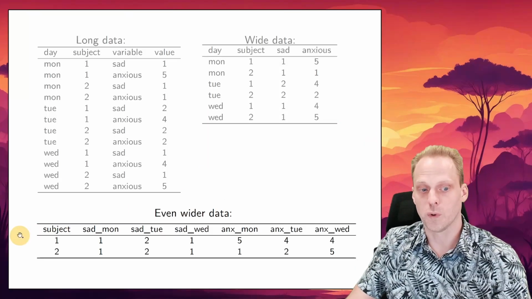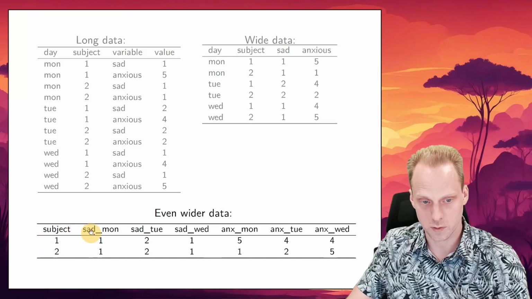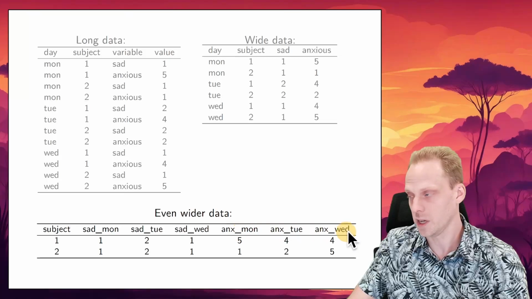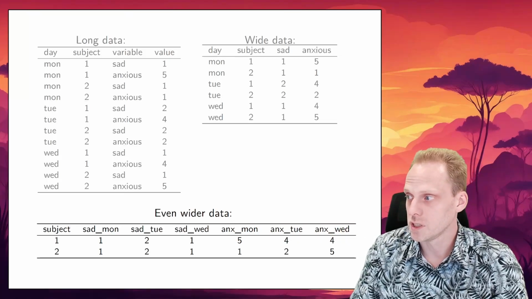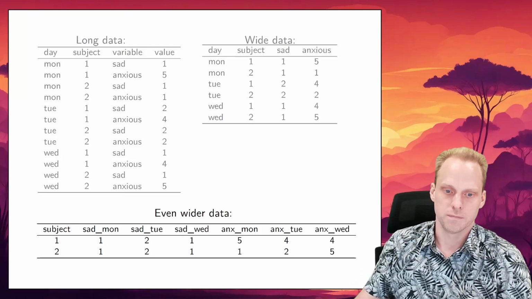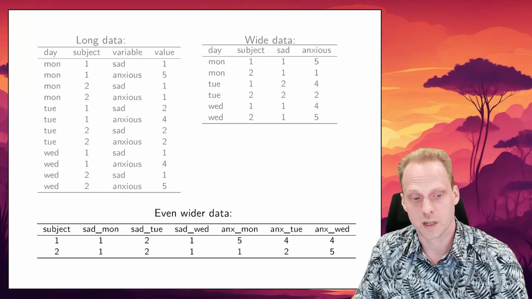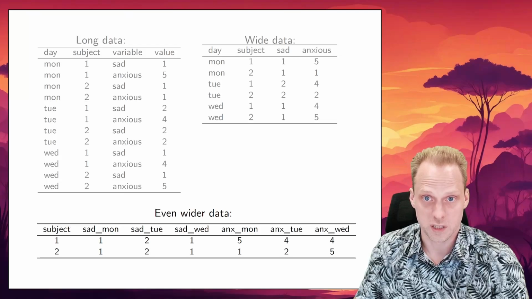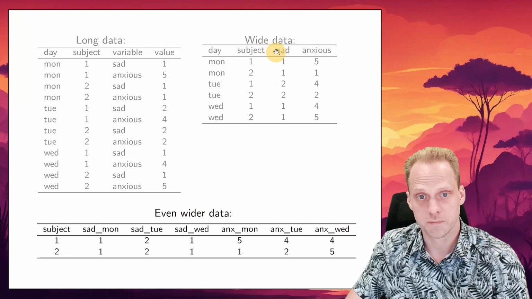So we could make it even wider. And we can form the data like this. We have subject 1, subject 2, sadness on Monday, sadness on Tuesday, sadness on Wednesday, anxious on Monday, anxious on Tuesday, anxious on Wednesday. And again, depending on the analysis you want to do, this might also be the way in which you need your data to be structured. For example, certain structural equation model analyses, like the random intercept cross-lagged panel model, would require the data to be structured like this. Other approaches might need this setup.